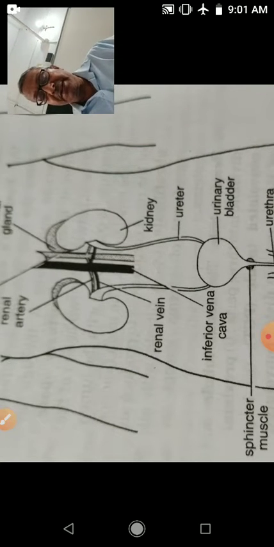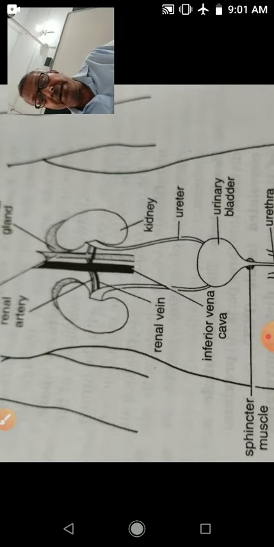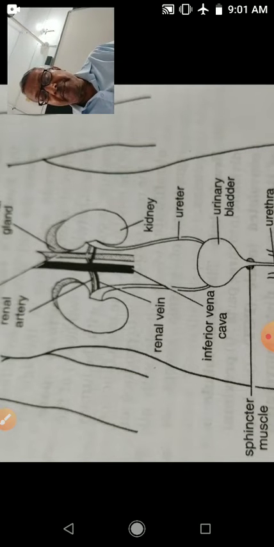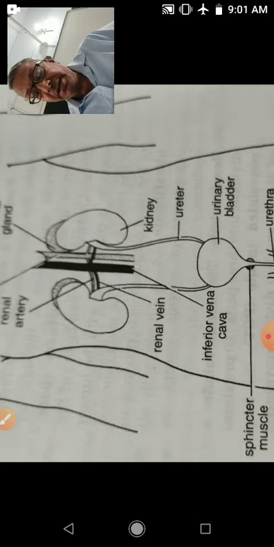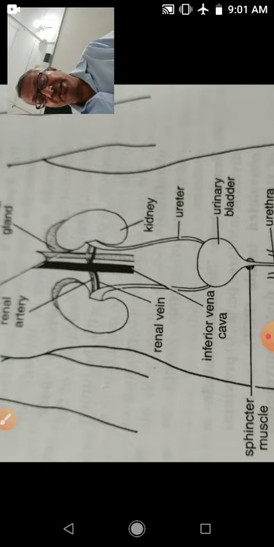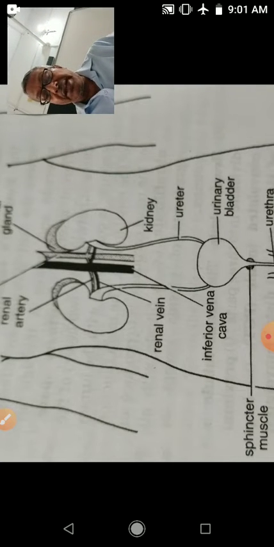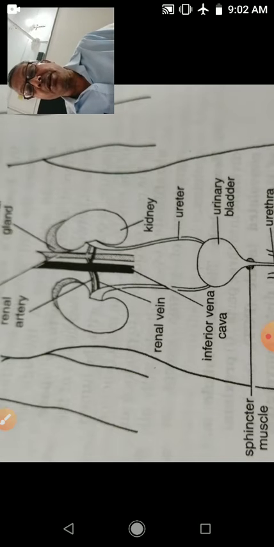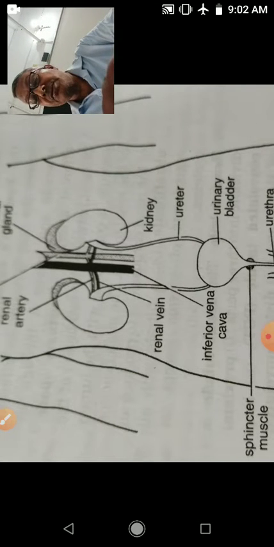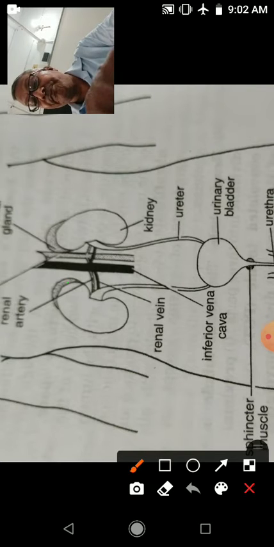Kidneys are the chief excretory organs, not only in human beings but in all the vertebrates. Kidneys play a very important role in maintaining body chemistry, in maintaining homeostasis. They remove waste produced during cellular metabolism, as well as toxic substances, and excess non-toxic material is also removed by the kidney. So this is the structure of the kidney.